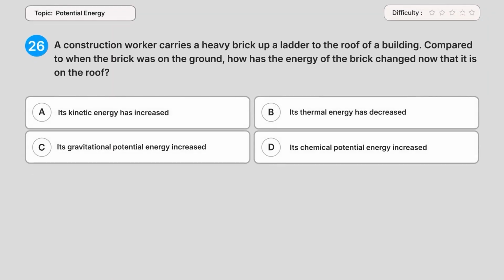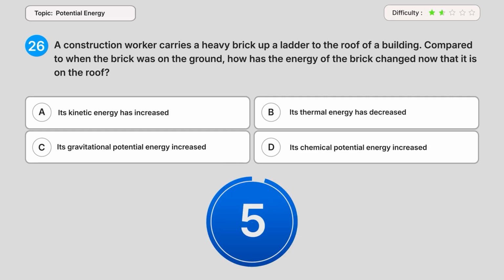26. A construction worker carries a heavy brick up a ladder to the roof of a building. Compared to when the brick was on the ground, how has the energy of the brick changed now that it is on the roof? A. Its kinetic energy has increased. B. Its thermal energy has decreased. C. Its gravitational potential energy increased. D. Its chemical potential energy increased. What do you think is the answer?